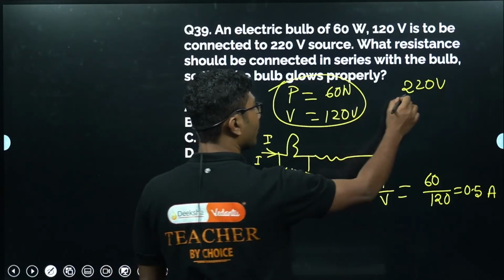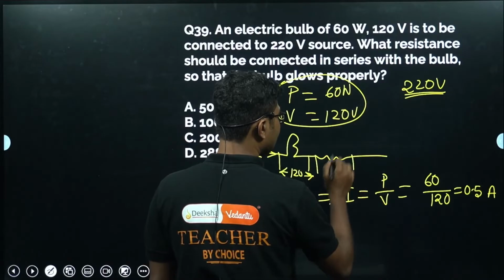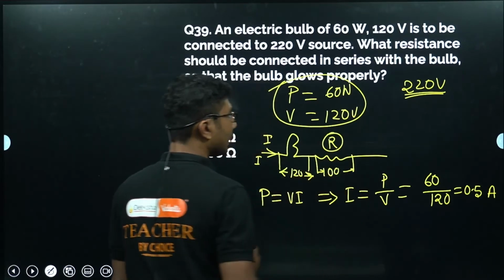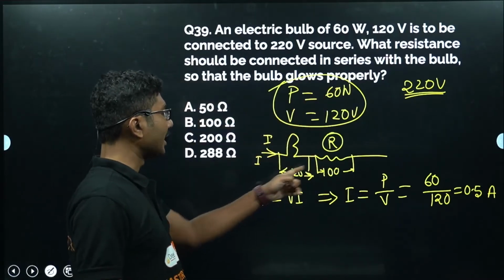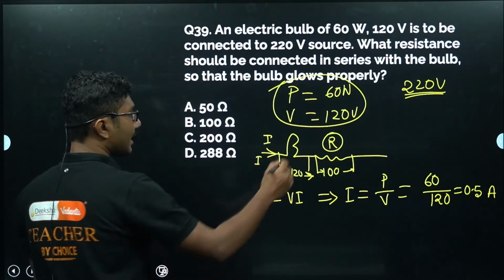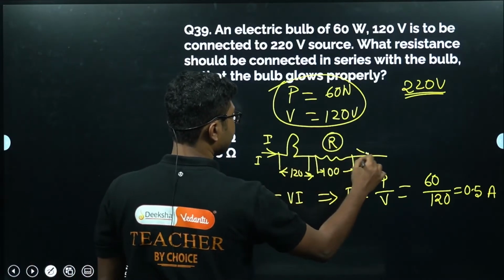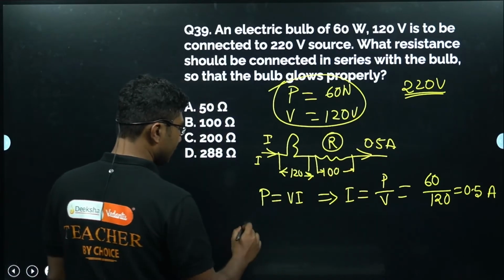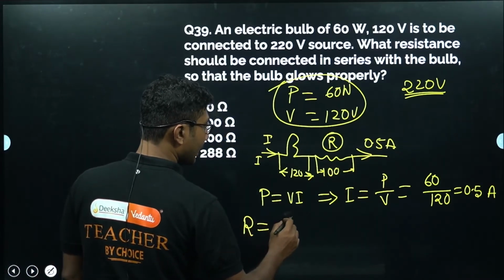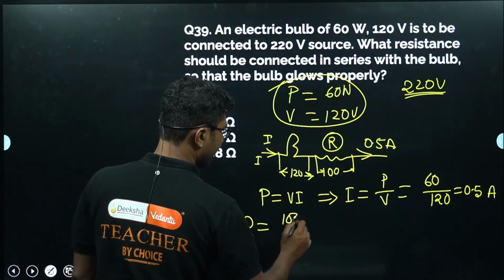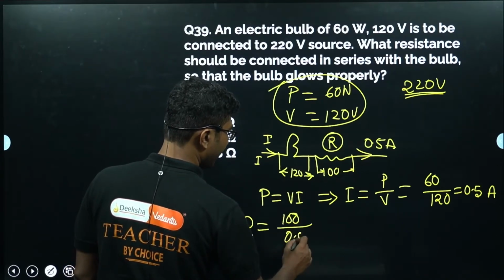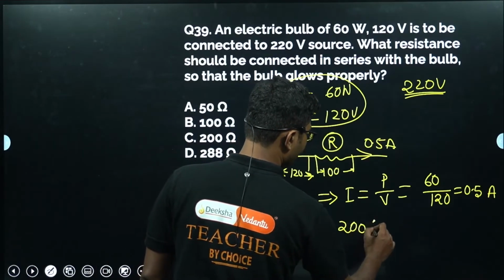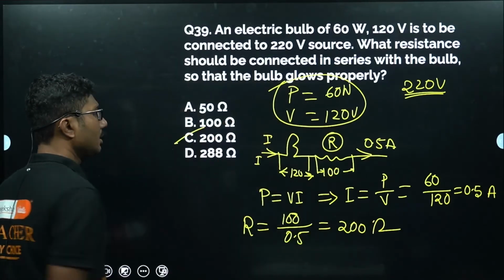So the remaining voltage of 220 volt should be across the resistor. The resistor should have the remaining voltage across it. So 220 minus 120 is 100 volt. What is the current through that resistor? It is connected in series, that means the current will be the same, that is 0.5 ampere. So voltage is 100 volts, and resistance will be V by I. V is 100, I is 0.5, that is 200 ohms. The correct option is option C.